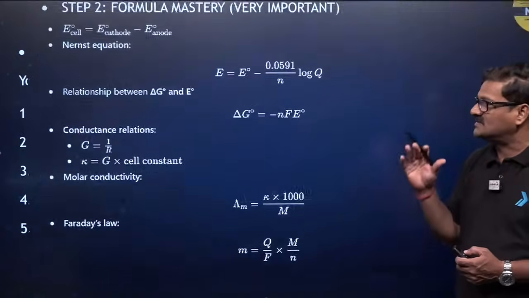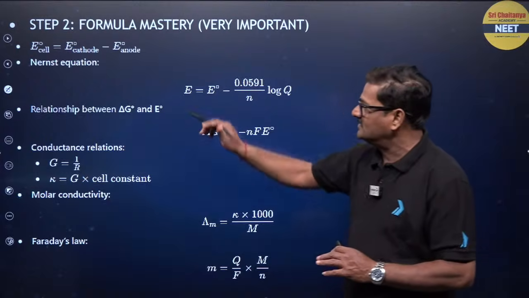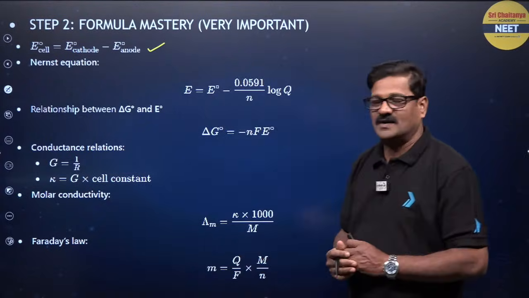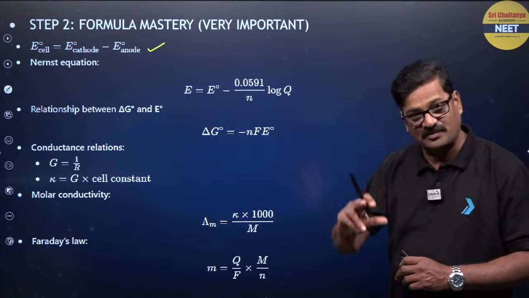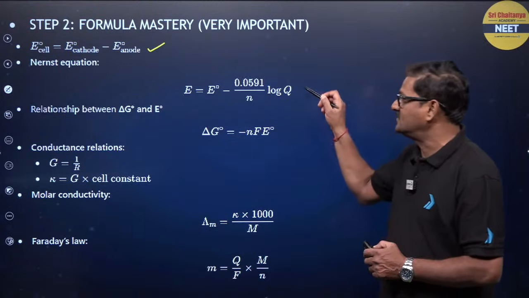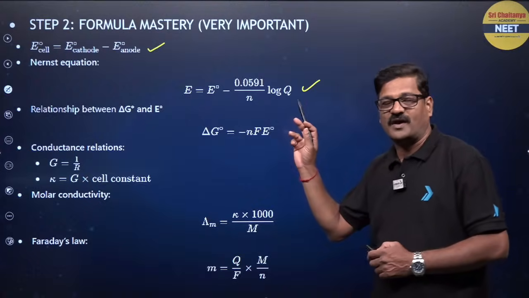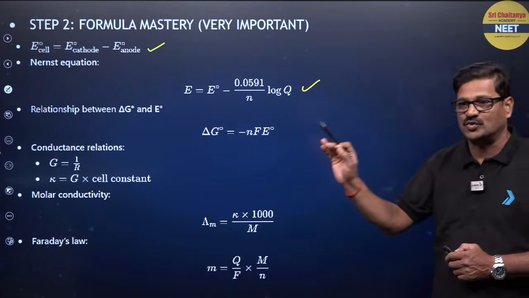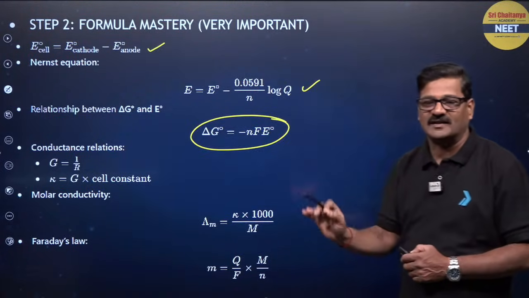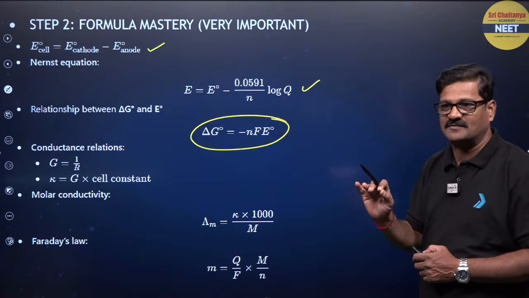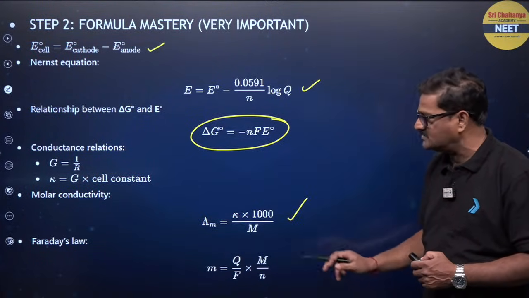And this is step 1, and in step 2 you can see the various formulas. E0 cell is equal to E0 cathode minus E0 anode. You have to take the SRP, beta. And the Nernst equation: EMF of the cell is equal to E0 minus 0.0591 by n log Q, the reaction quotient. And you can also see the reaction gives free energy change: delta G is equal to minus nF E0 cell, and then conductance, molar conductance and Faraday's law.